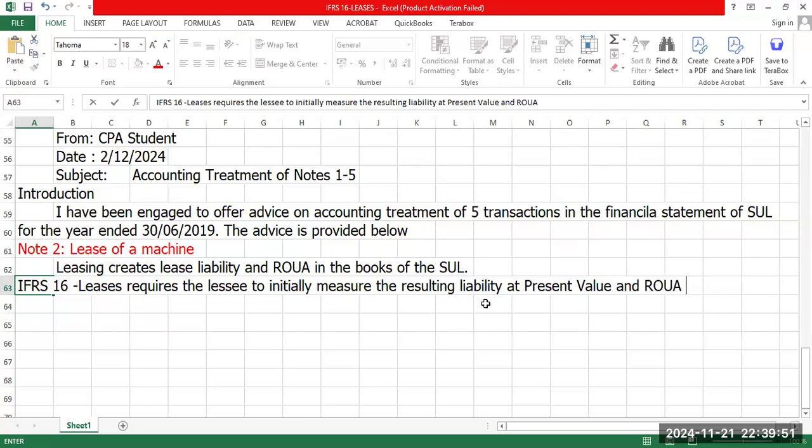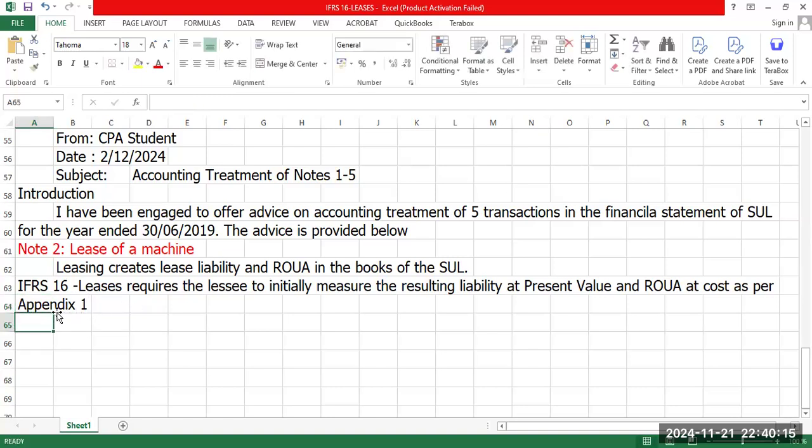And the right of use asset at cost, as per appendix number, depending on your number. So this is our number 1, or depending on working. Here you can put working 1. So it means that now you will go to the next page and do your appendix. So that is the first, initially.